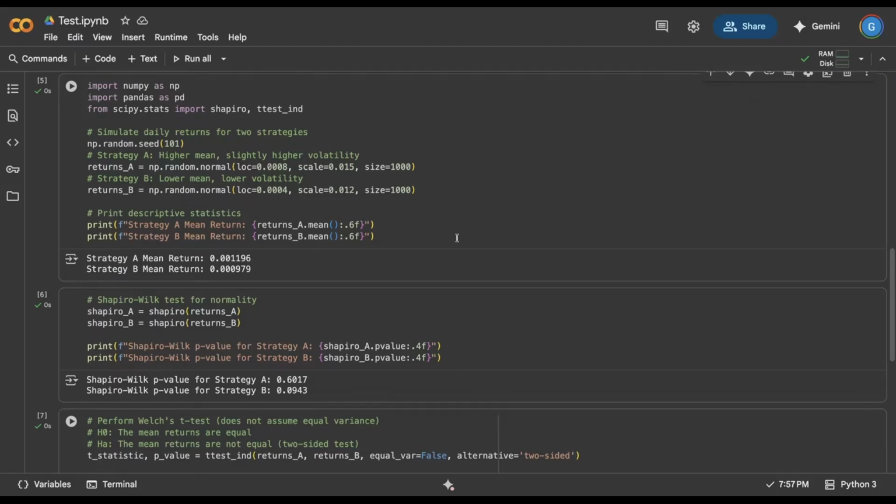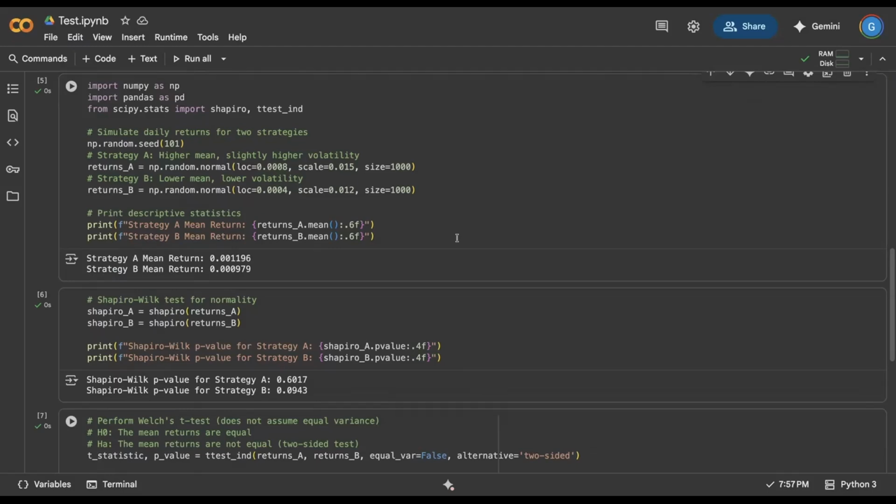The key assumptions for the independent t-test are: the data are continuous. Here, the returns are the data. The second assumption is that the two samples are independent. The third assumption is that the data in each group are approximately normally distributed. And the fourth assumption is that there is homogeneity of variance. That is, the variances of the two groups are equal in the population.